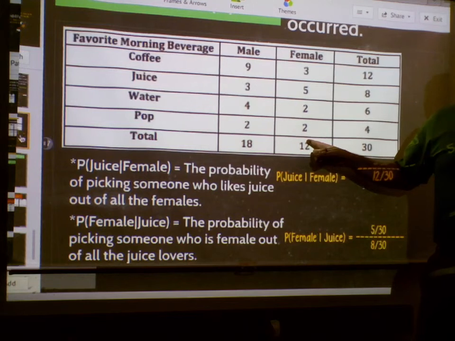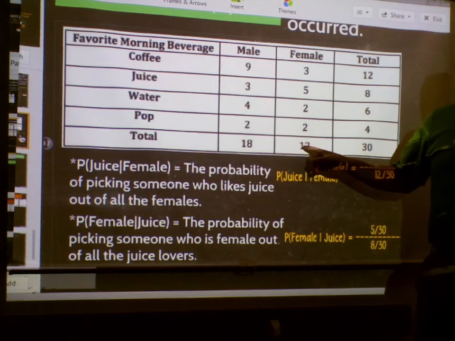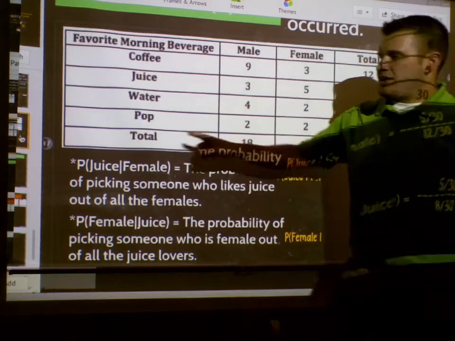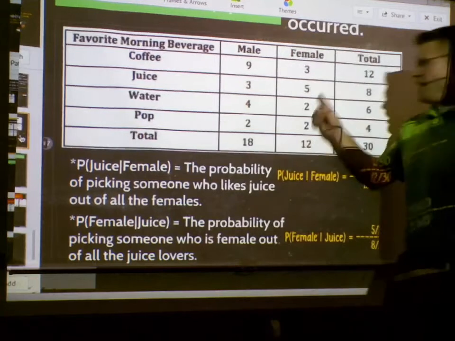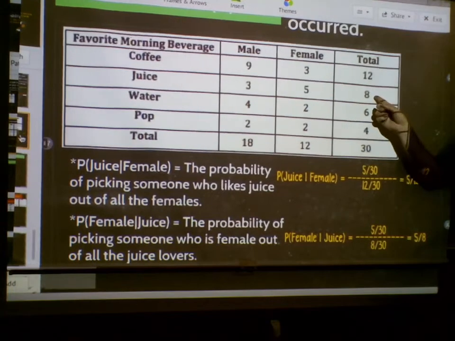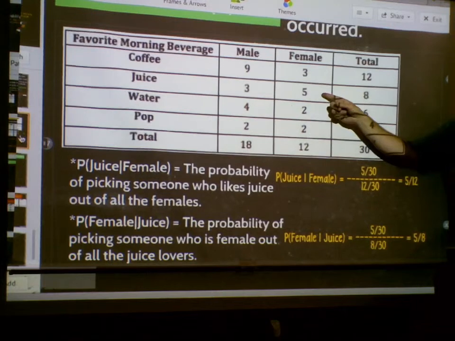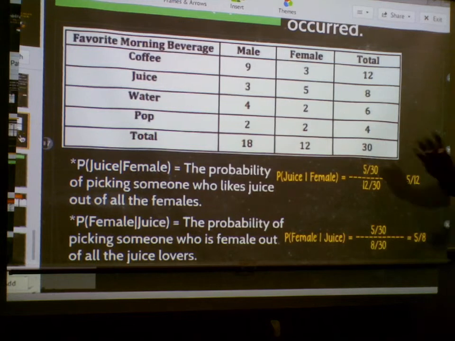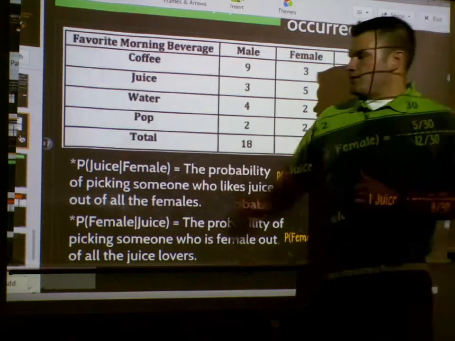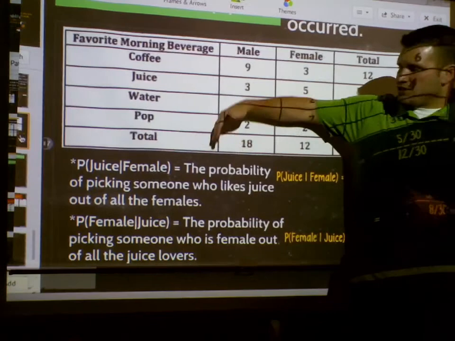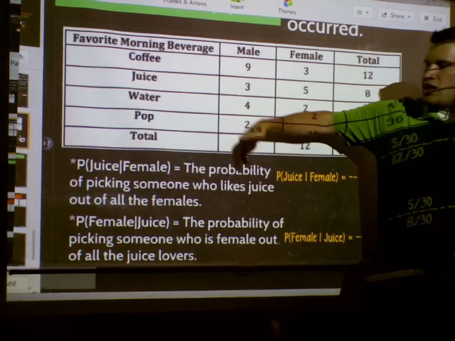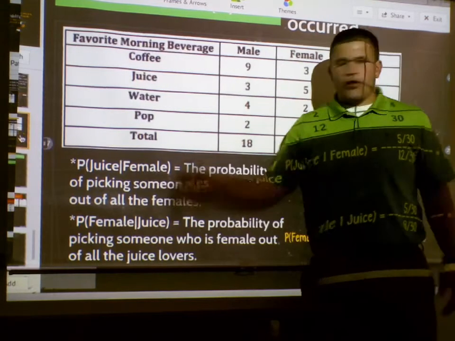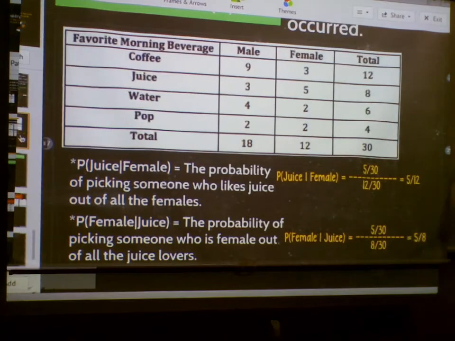So now, our total number of people is 12. Then how many like juice? 5, not 8, because that includes the males. So this probability would be 5 out of 12. But let's get the idea down first. Probability of juice given female means it's the probability of picking someone who likes juice out of all of the females. No males. Maybe I should say out of only females.